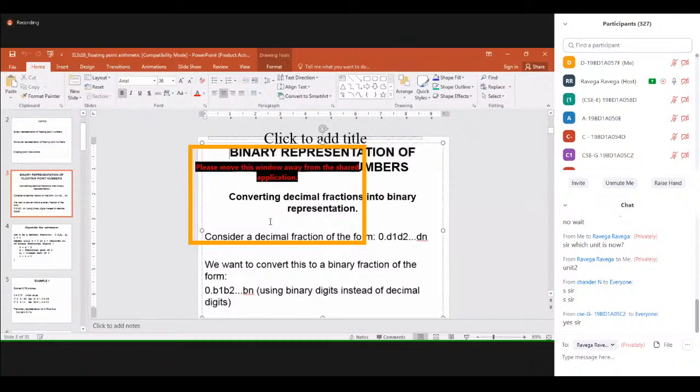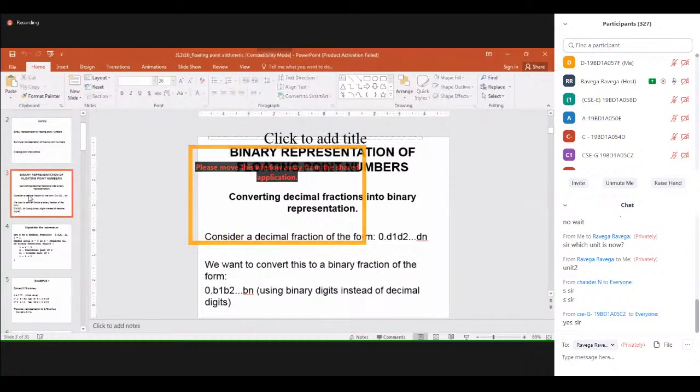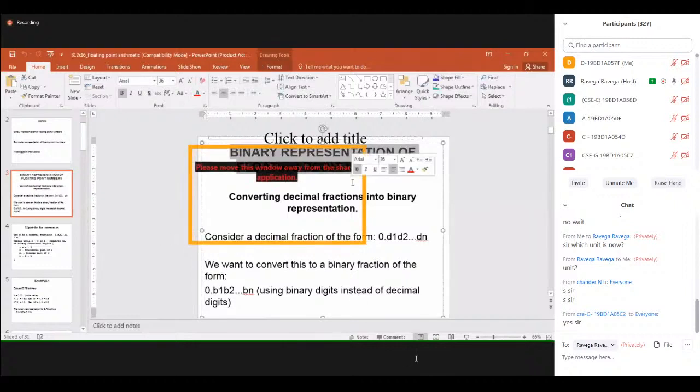Okay, so as we know, whatever data we give to the system is understandable only in binary numbers, right? So whatever floating point numbers are there, how we are going to represent these floating point numbers in binary representation, we are going to see here.